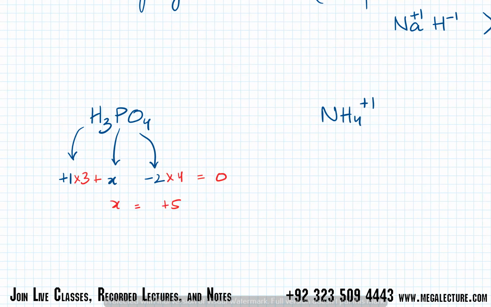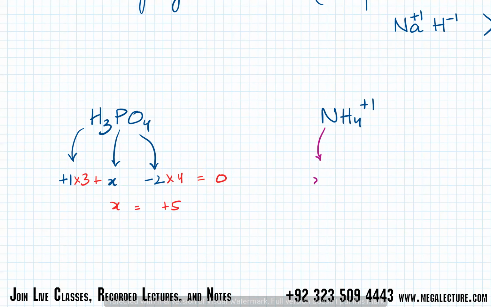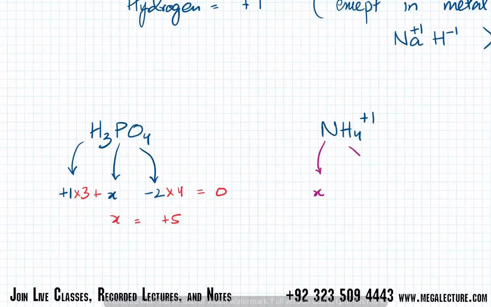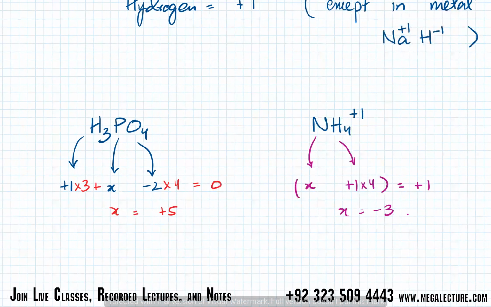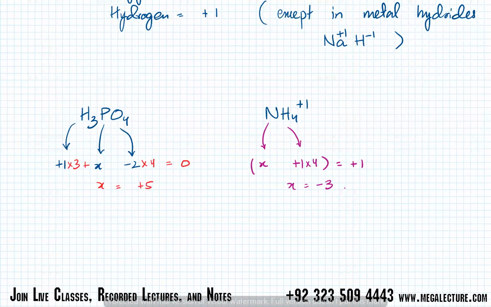Just similarly, if I have NH4 +1, then the individual charges must add up to the total charge. N is unknown, that's X. H is what? H is +1. +1 times 4 because there are 4 of them. The total charges must add up to be equal to the total charge, which is +1. So X comes out to be what? X comes out to be -3.